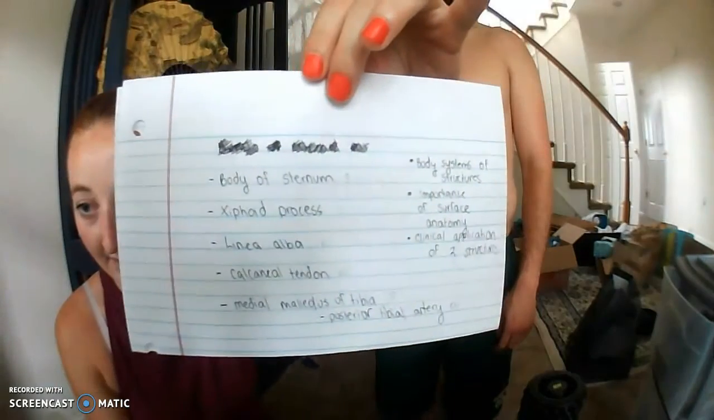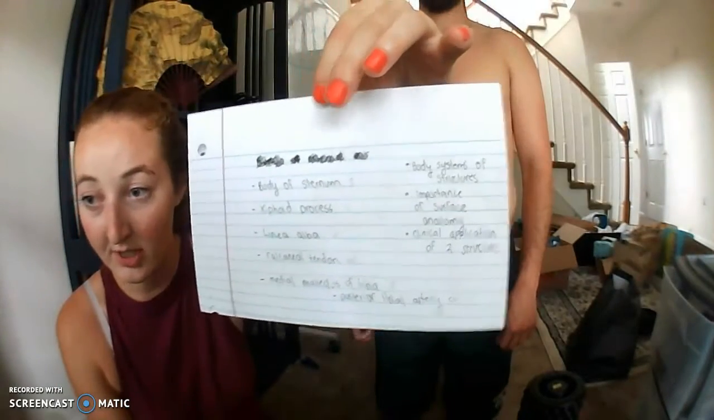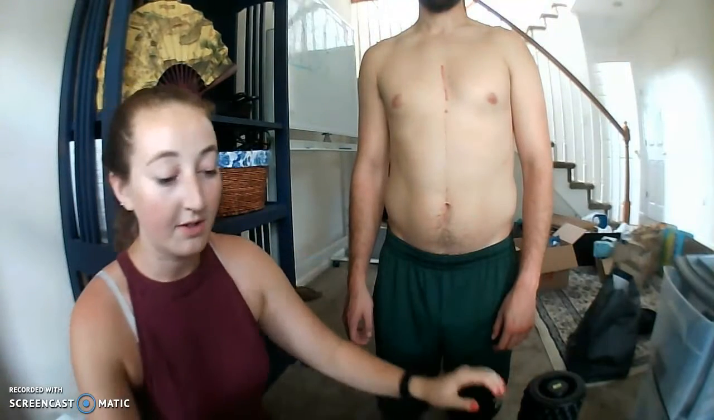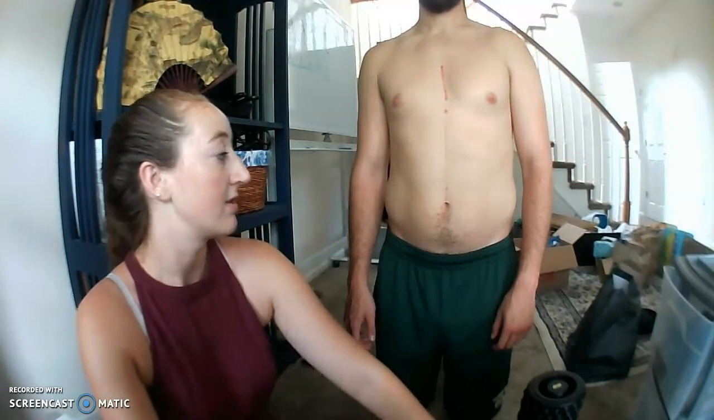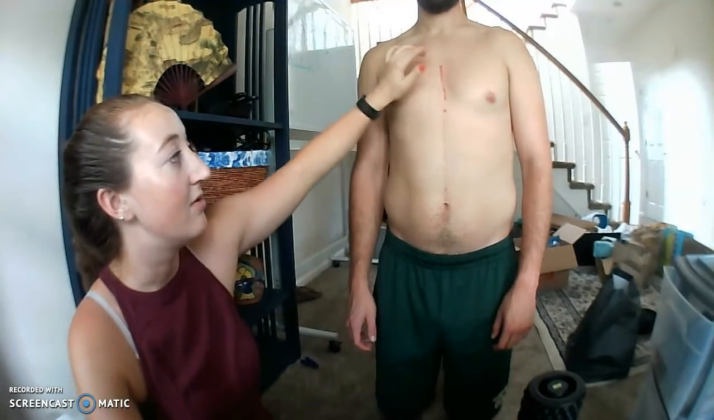On the flip side here, I just have my names of structures and my talking points. Looking at the surface anatomy structures, I have them marked in red just to make it a little bit more clear on camera.